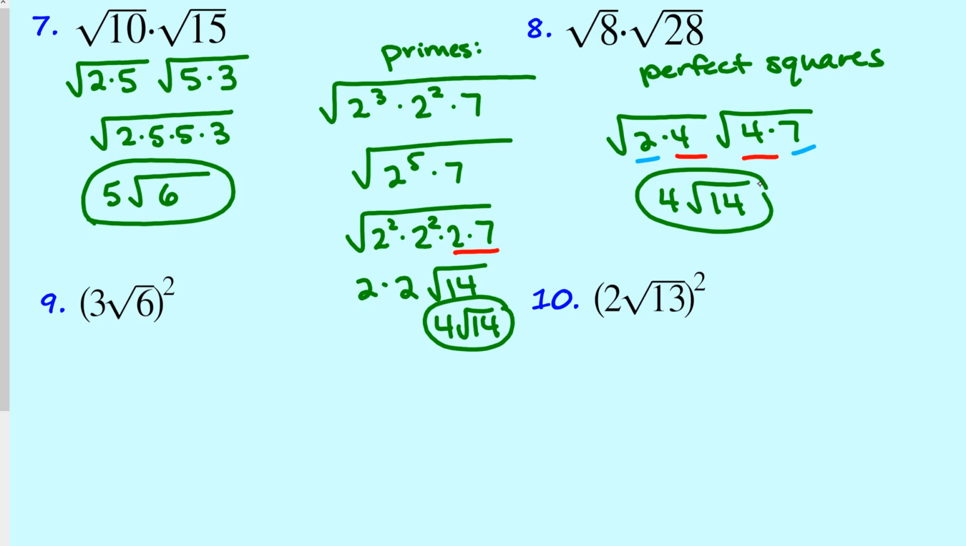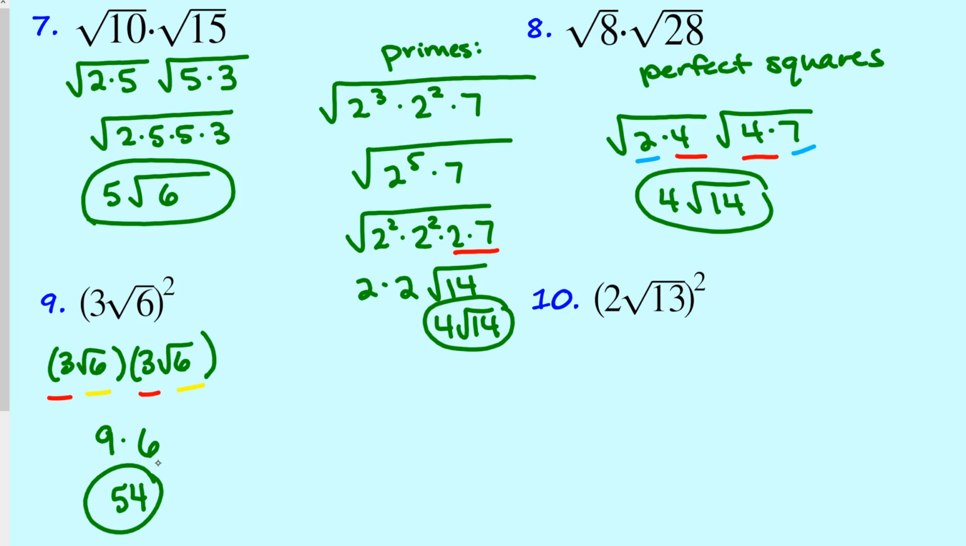Okay, now let's take a look at number 9. We have 3 square root 6 squared. So that means 3 square root 6 times 3 square root 6. Sometimes people don't square the 3, they forget about it, and they only square the square root 6. So that would not be right. So we want to multiply 3 times 3, and that gives us 9. And square root 6 times square root 6, you can say radical 6, you can say root 6, square root 6, however you like to say it. That's going to be 6, so our answer is 54.